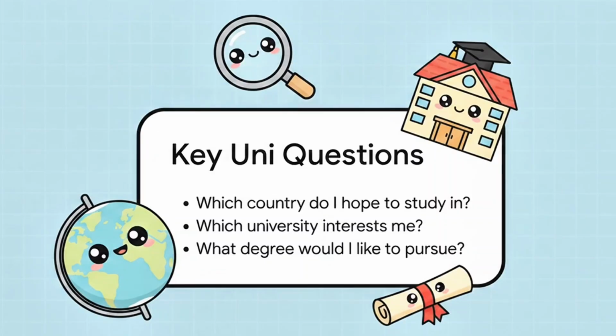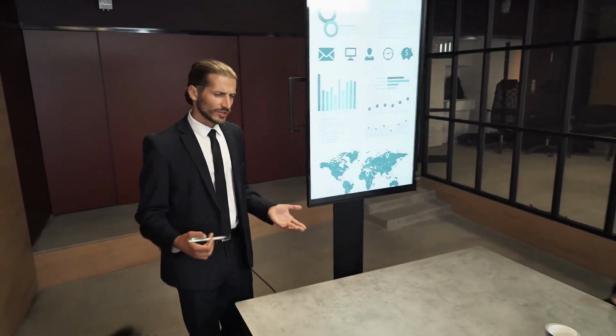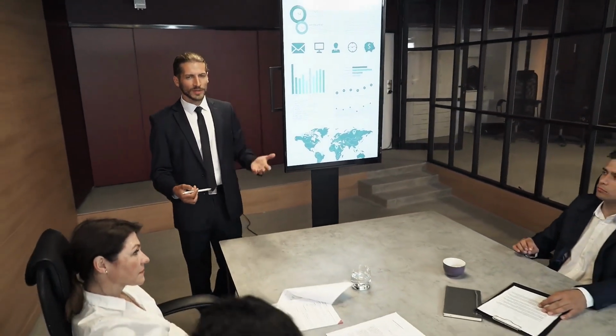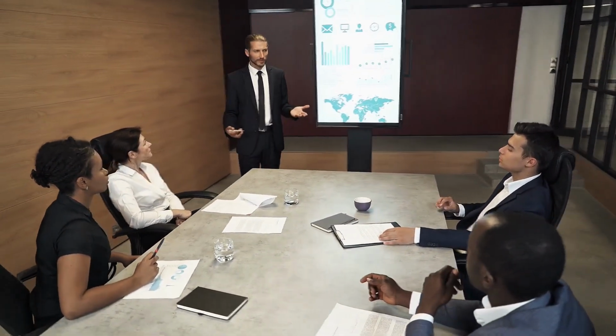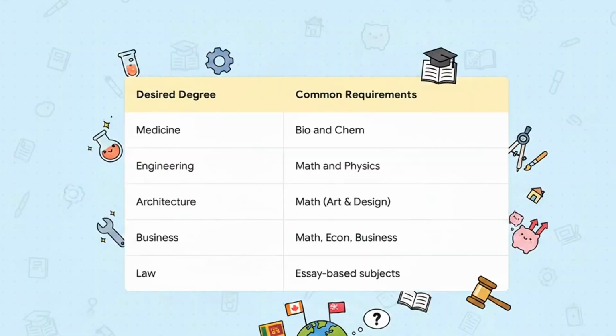I honestly can't emphasize this enough. Spending just 5 minutes doing focused research today can save you from enormous disappointment 2 years later when you're applying to universities. Let's look at how specific some university requirements can be. If you want to study medicine, you'll generally need biology and chemistry. Engineering almost always requires mathematics and physics.